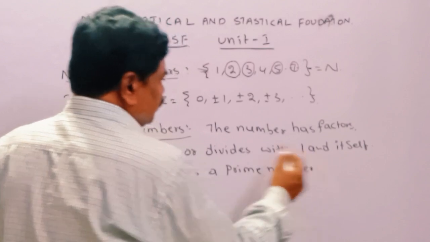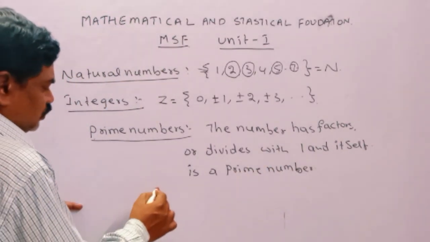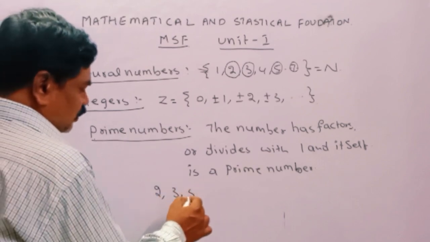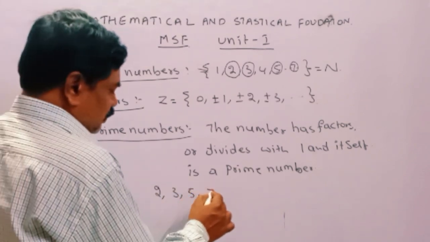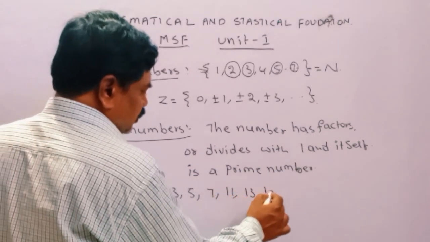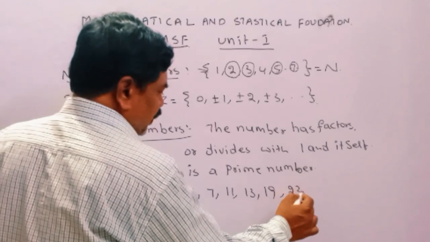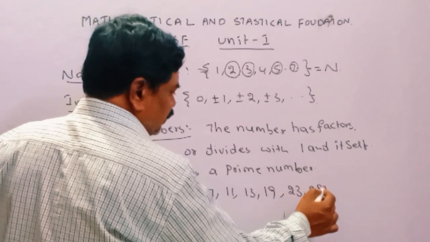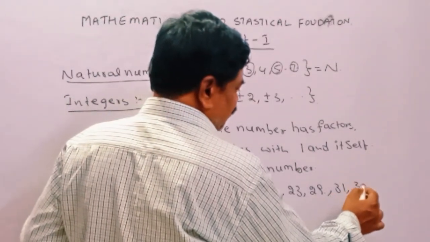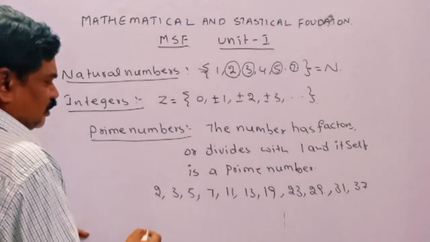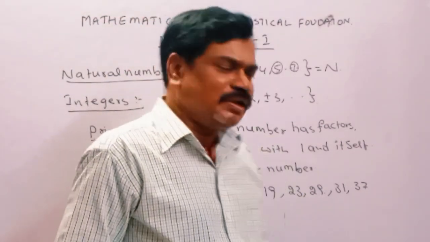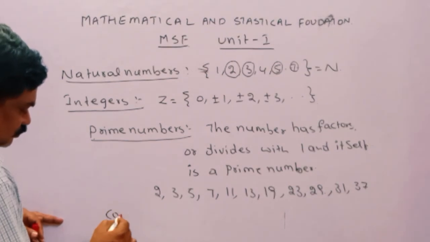What are that type of numbers? 2 is one prime number, 3, 5, 7 and 11, 13, 19, 23 and 29 and 31, 37. These are the prime numbers. And one more: composite numbers.